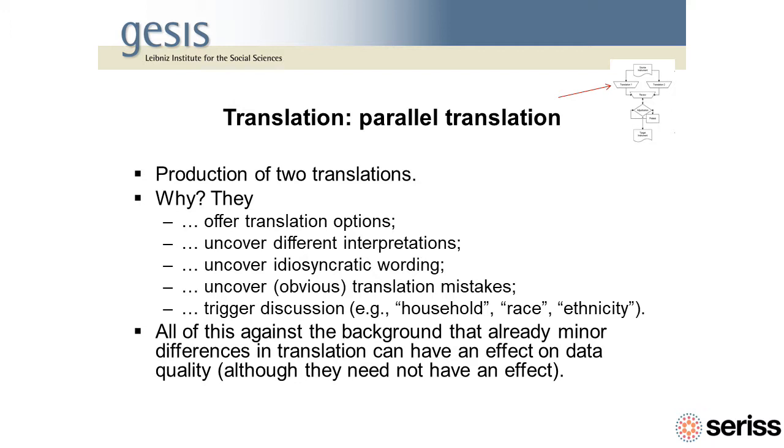So let us now first focus on the translation step, which is essentially parallel translation. Sometimes it's also called double translation, double forward translations. So you take a source questionnaire, and this source questionnaire gets translated by 2 different translators. These translators work independently from each other, so there is no exchange at that stage. So why do we have two translations of the same source questionnaire? Having different translation versions to choose from is something very important.